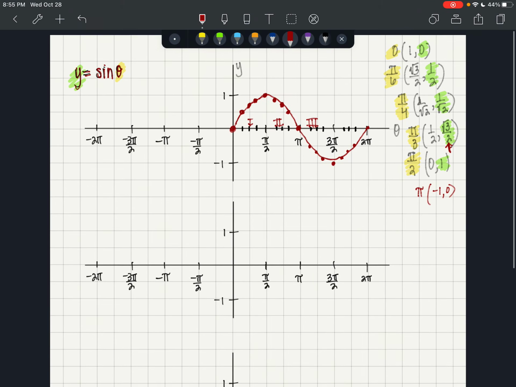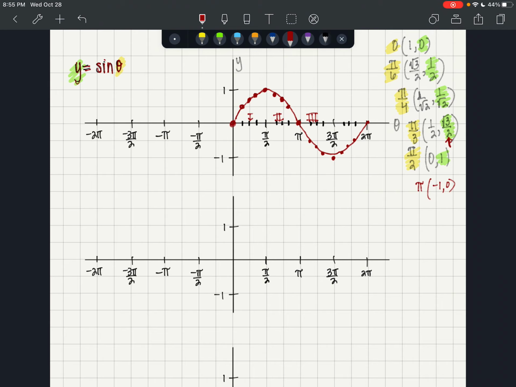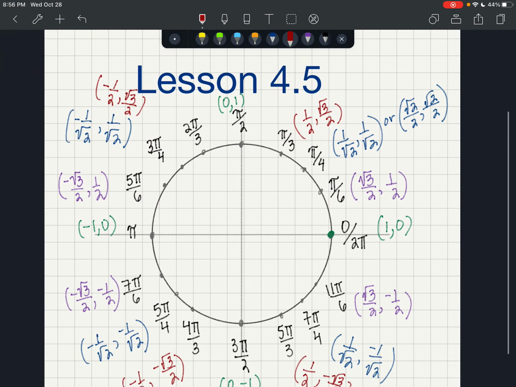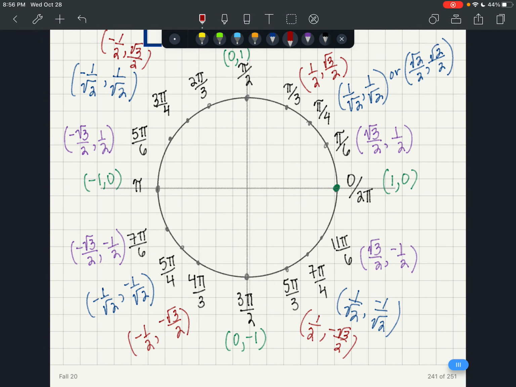So this is one period. This is one full cycle, which is the period of the function. Because it's just going to repeat itself over and over and over again because you're just going around in a circle.